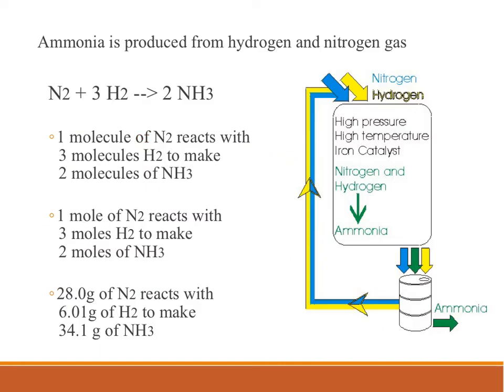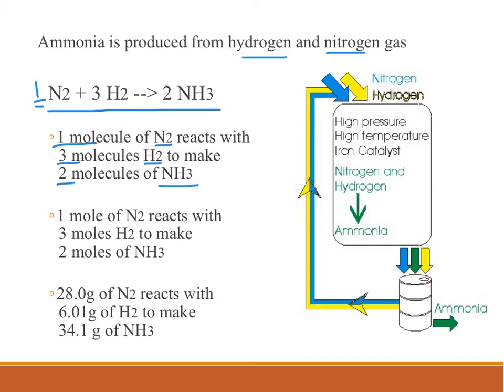So let's consider ammonia. Ammonia is produced from hydrogen and nitrogen gas, and it has this formula that says N2 plus 3H2 will give us 2NH3. So we can look at this formula. Remember, we have an invisible 1 in front of the nitrogen here, the nitrogen gas, N2. So we can say that 1 molecule of nitrogen gas, N2, reacts with 3 molecules of hydrogen gas, H2, to make 2 molecules of NH3, or ammonia.